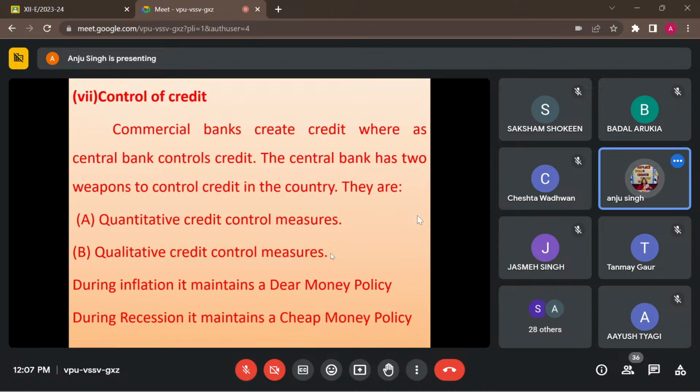And as I was telling you, if agriculture needs to be given a boost, agriculture loans will be made cheaper, industrial loans will not be made cheaper. If industries need to be given a boost, if Make in India, Startup India needs to be given a boost, so MSME loans will be made cheaper, large industrial loans will not be made cheaper.